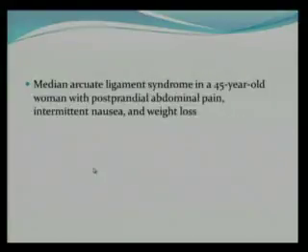So here we're going to be looking at images of median arcuate ligament syndrome in a 45-year-old woman with postprandial abdominal pain, intermittent nausea, and weight loss. Remember, for the mesenteric circulation, if you have two patent vessels, it will do. But how symptomatic the celiac axis compression will be depends upon the status of the superior mesenteric and inferior mesenteric arteries, because they have a lot of collateralization between the two. If the superior mesenteric artery itself has got a ton of plaque in it, then this may well be symptomatic.